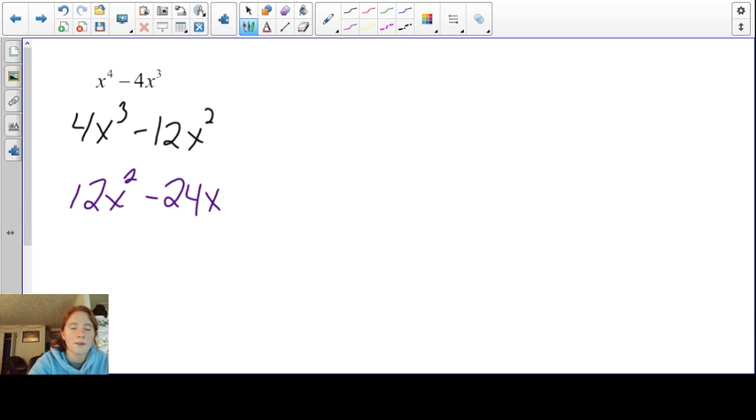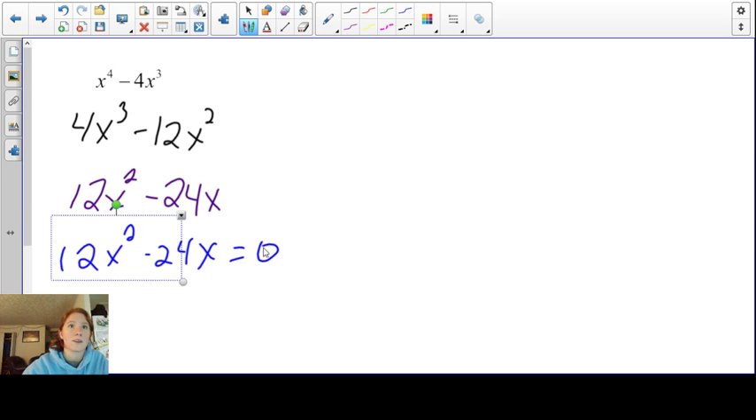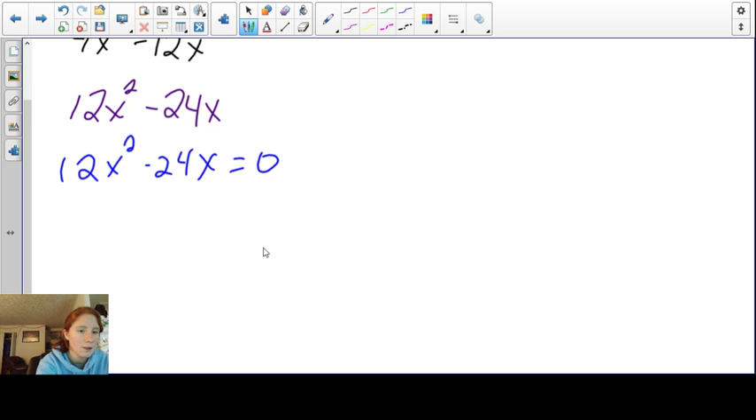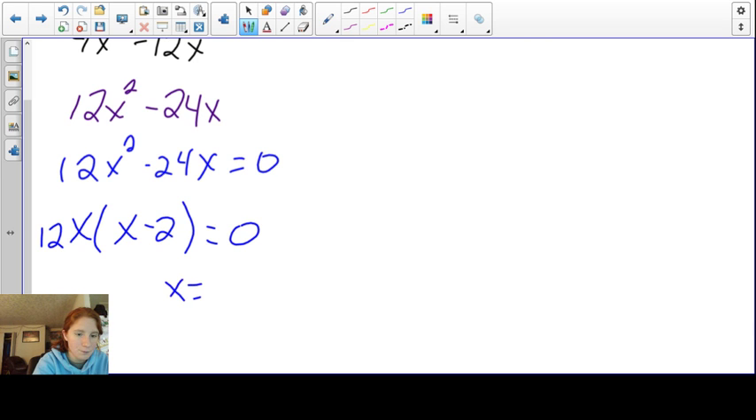Kind of like when we dealt with our first derivative test, we're going to set this now equal to 0 and solve for x again. So I take out a 12x. I'm left with x minus 2. So my two x values here are 0 and 2.